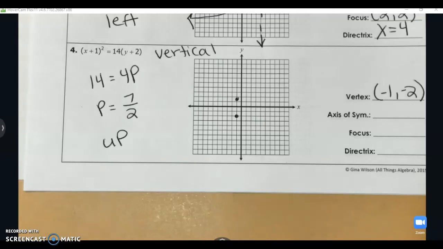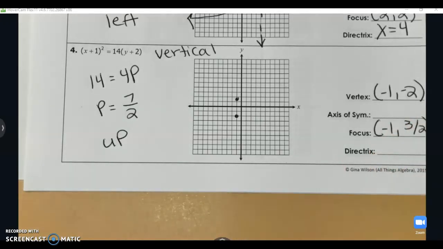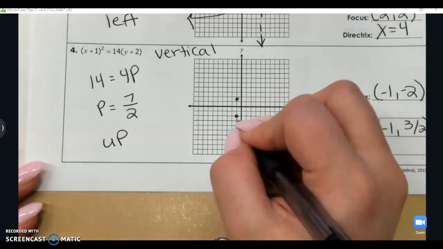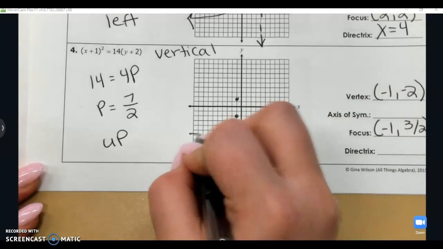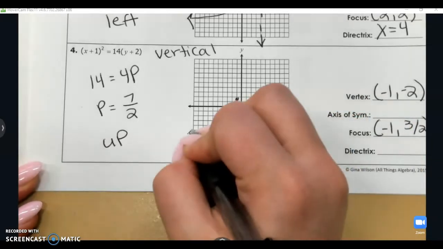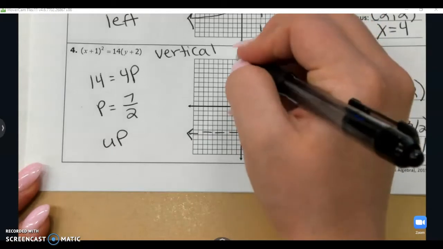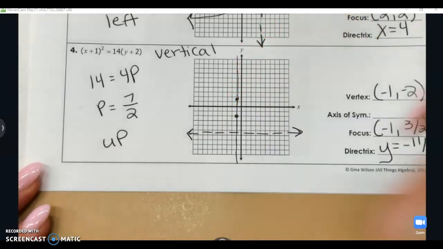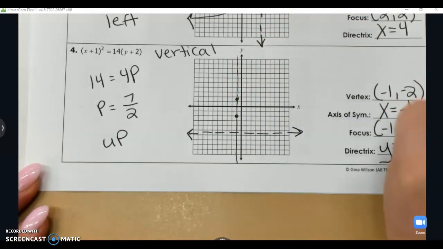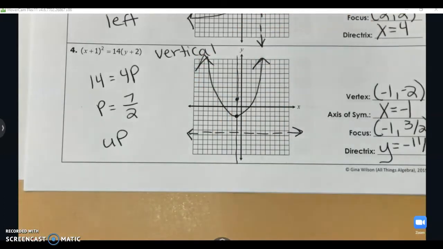Eyeballing it, those coordinates are -1, 3/2. And then my directrix is going to be 3.5 below. And it's this horizontal line, which is at y equals -11/2. And the axis of symmetry here is this vertical line, x equals -1. And I draw my parabola opening upwards.